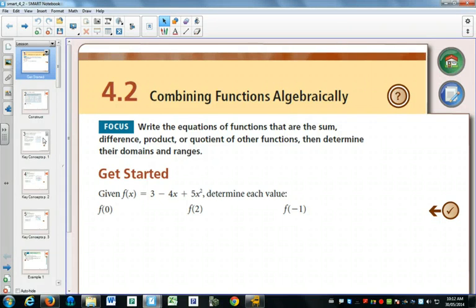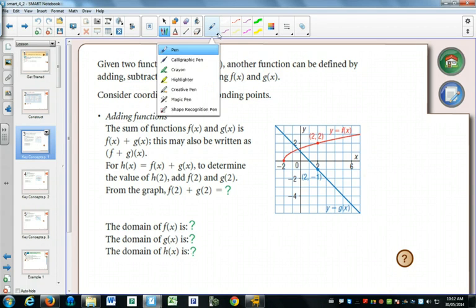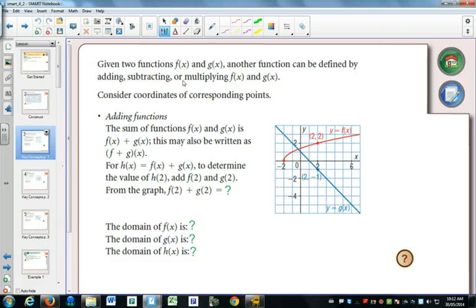Okay, so we're going to skip over the first couple things. We're going to turn to page 273. Take out your highlighter. You're going to see some of the same things that we did in 4.1. Here we have adding functions, okay?